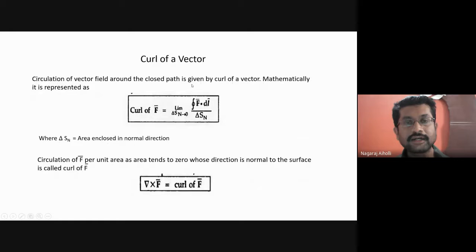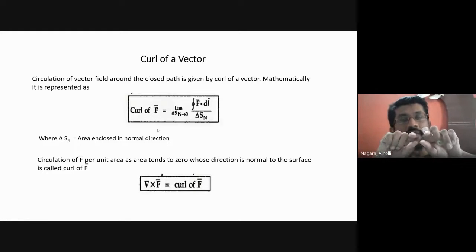Then coming to the curl of a vector, it is a rotating field surrounding the closed path. Suppose you take a wire and wind it around a former, then you will get an electromagnet. What is that electromagnet? It is nothing but again the rotating field. You have the current rotating, that is producing the rotating flux, correct? So that is one example for the curl of a vector.